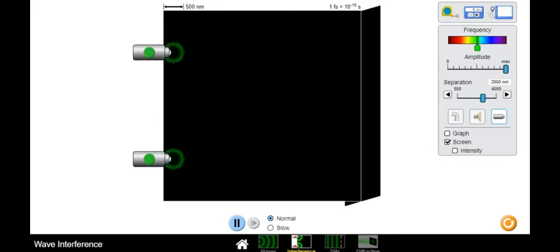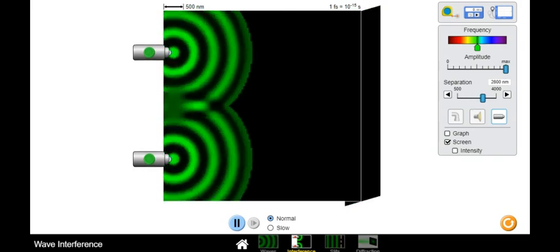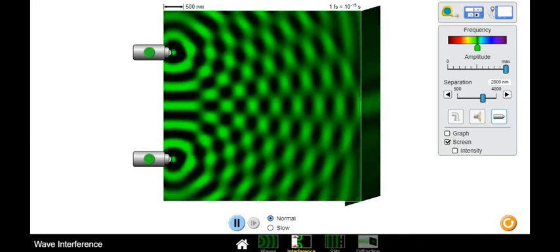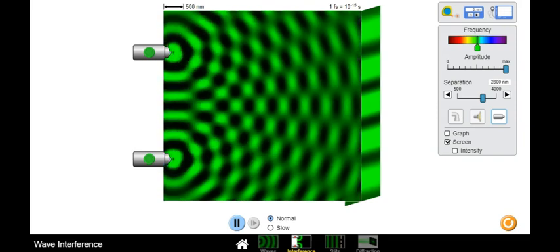And maybe if I do like this, we can see it even more. I separate in this case my two lasers, and on the screen there are not only two dots, but there are plenty of other dots. Actually, they are called fringes of interference. I have the maxima, or the bright fringes, and I have the minima, or the dark fringes.